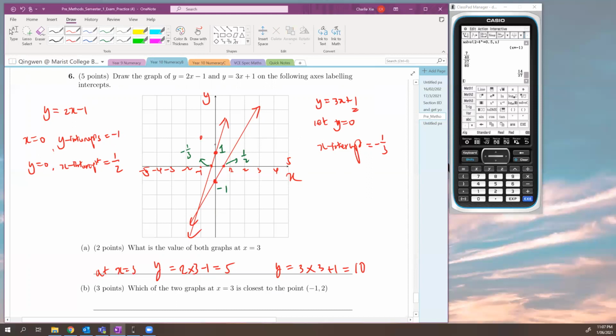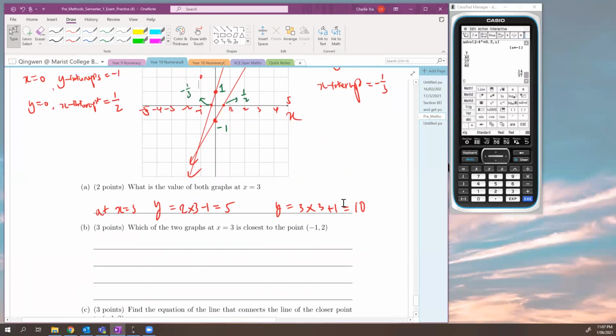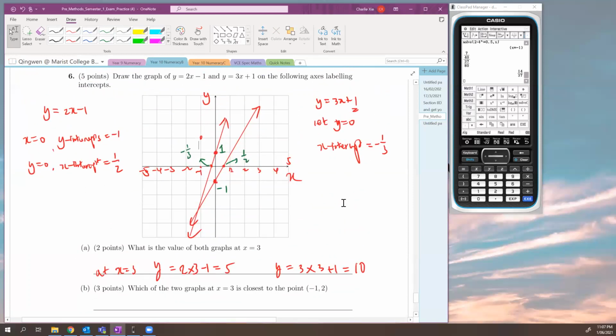Okay, -1, 2. Yeah, this is closer, but this has got 3 points. You gotta show working out. All right, you gotta show working out. Okay.